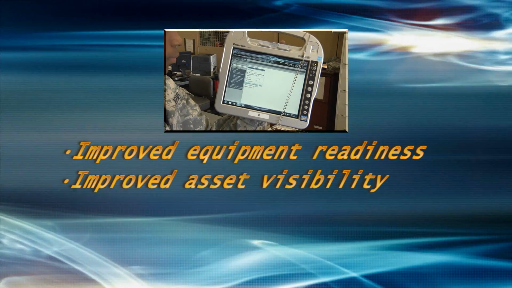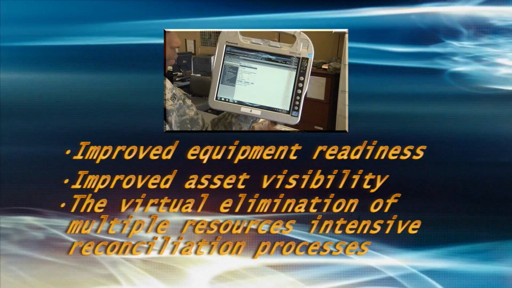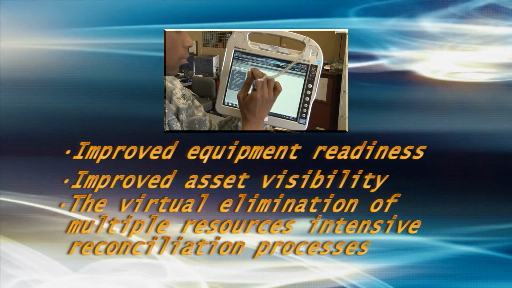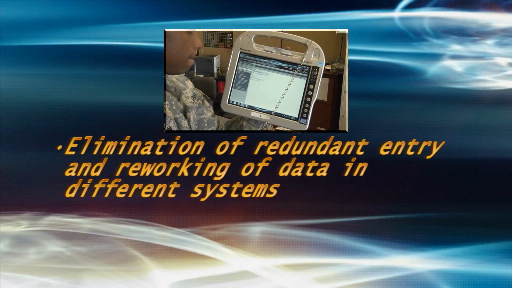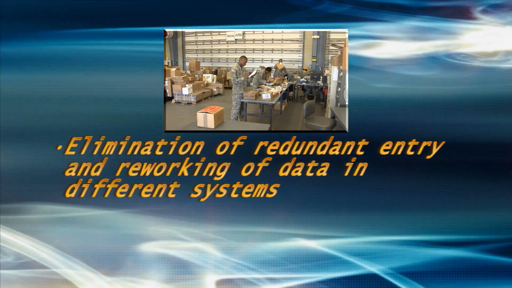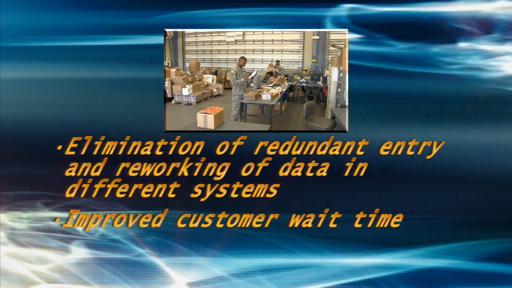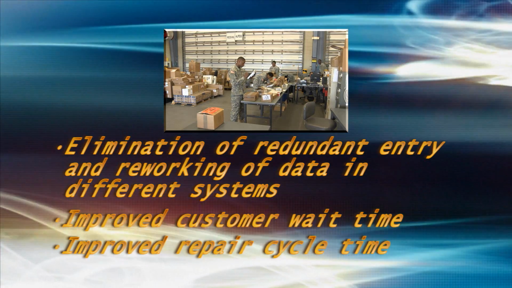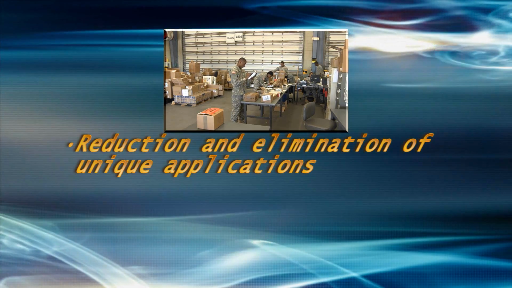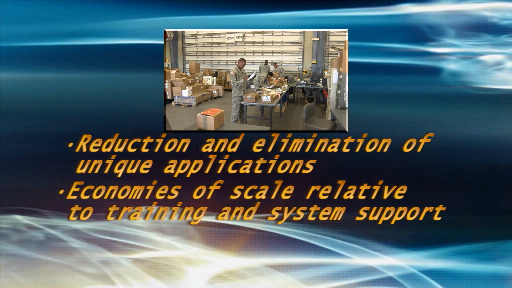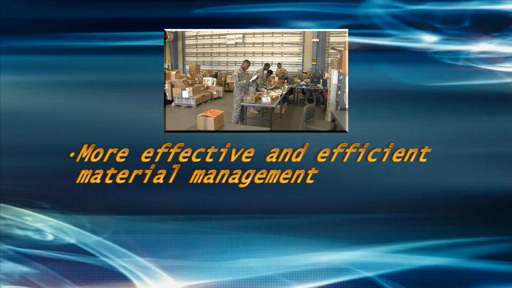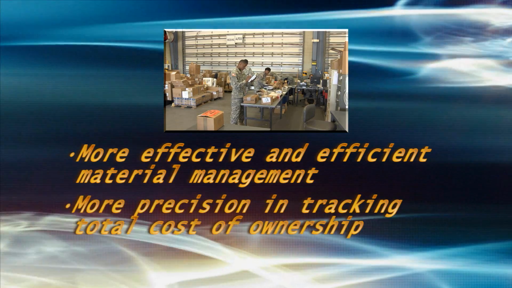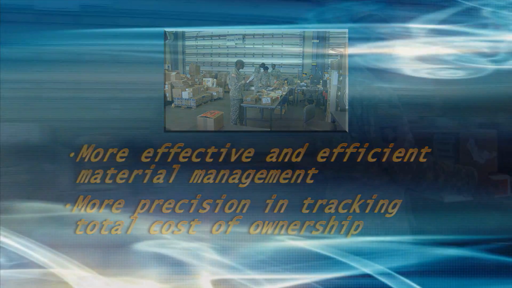Examples include improved equipment readiness, improved asset visibility, the virtual elimination of multiple resource-intensive reconciliation processes, reduction and elimination of waste, decreased training cycle time, elimination of redundant entry and reworking of data in different systems, improved customer wait time, improved repair cycle time, reduction and elimination of unique applications, economies of scale relative to training and system support, improved catalog data management, more effective and efficient material management, more precision in tracking total cost of ownership.